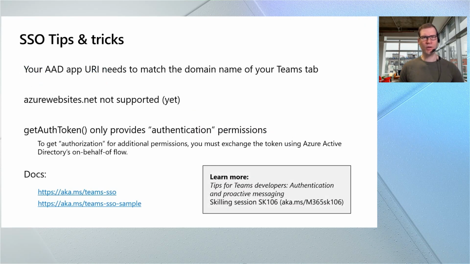Some tips and tricks when working with single sign-on. The first is just to match up your URLs. Your tab is associated with the URL. In your Teams app manifest, you declare your tab as belonging to a certain URL. That URL needs to have the same domain name as your Azure App ID registration. We don't want to be giving credentials to someone else's website to you. That website can't end in azurewebsites.net today.